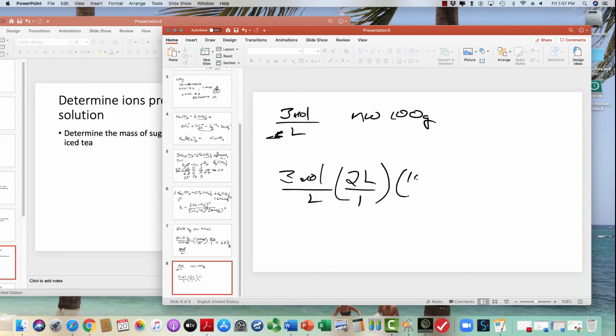Then you multiply by 100 grams per mole. Moles cancel, liters cancel, and you end up with 600 grams of the compound being dissolved in this. Guys, this is not that bad. This is just simple arithmetic. It's trying to figure out what goes where, and all I'm doing is making sure I can cancel my units to get the answer I want.